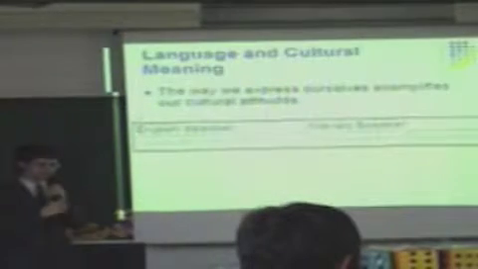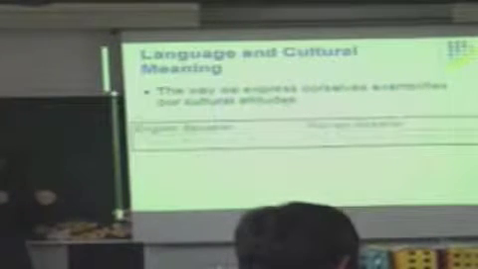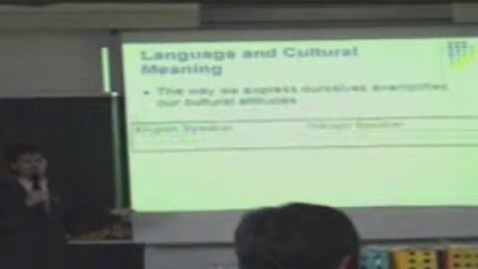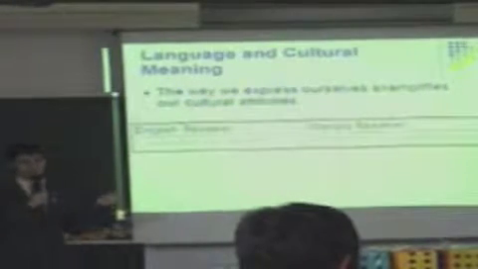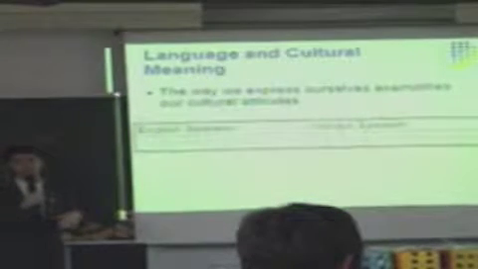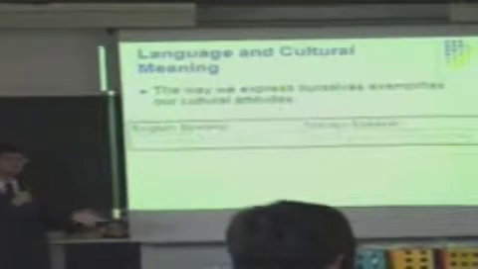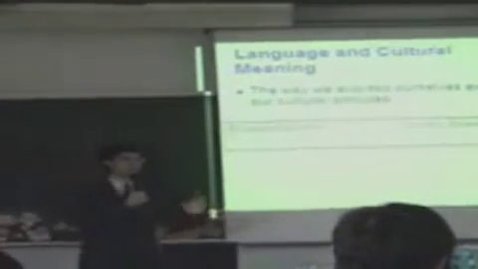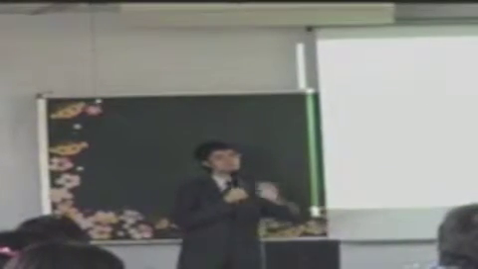For example, in English, we can say, I make the horse run. But if we translated this sentence into Navajo, that's a Native American language, they would never phrase the sentence that way. They would never say, I make the horse run. If you translate it into Navajo, they would say, the horse is running for me.